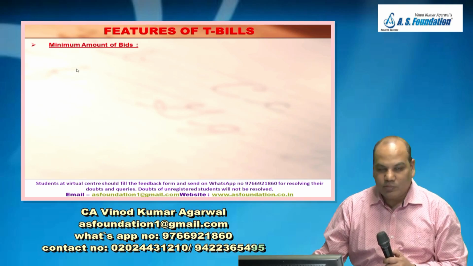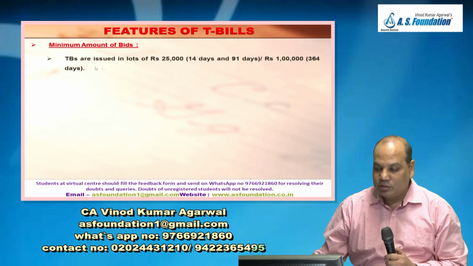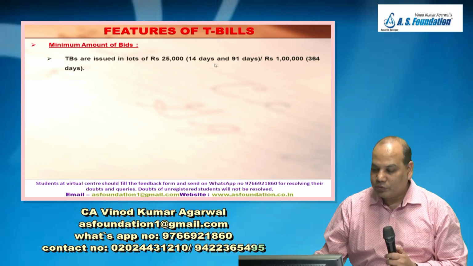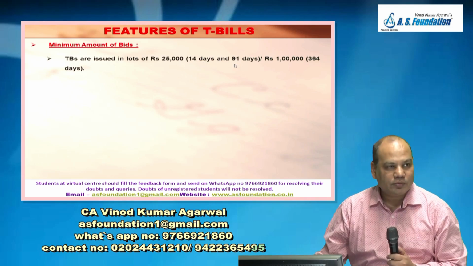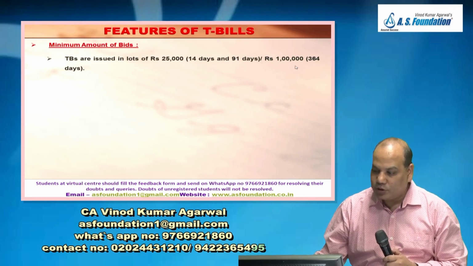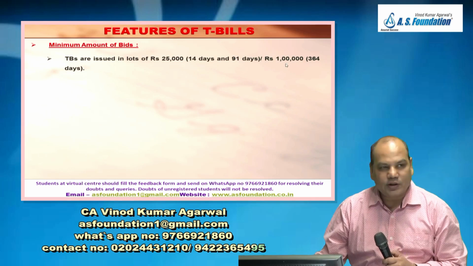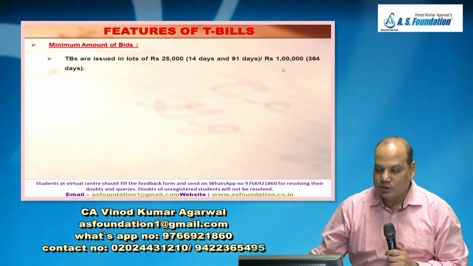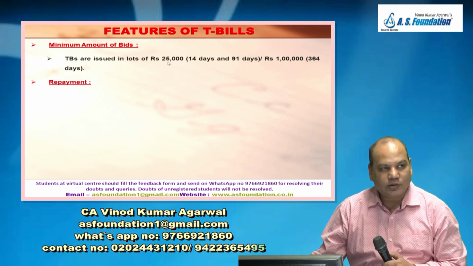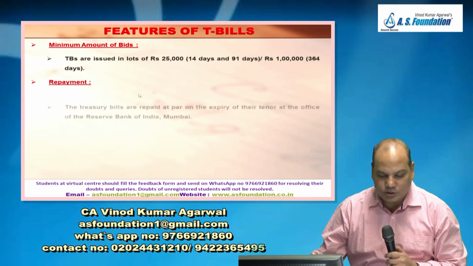What is the minimum amount of bid? Treasury bills are issued in lots of 25,000 rupees, if it is 14 days or 91 days maturity. But if it is 364 days maturity, the lot size will be 1 lakh rupees. So again, depending upon maturity, the lot size will be 25,000 or 1 lakh.